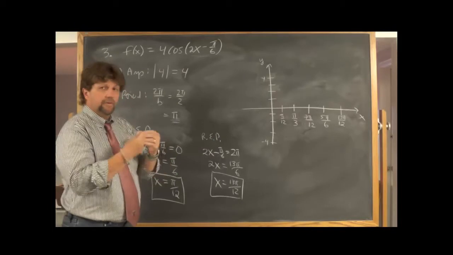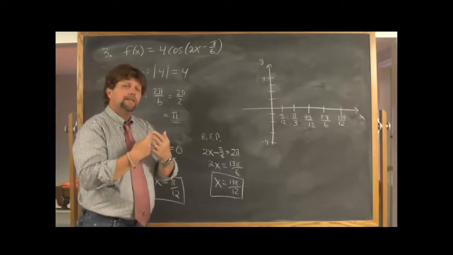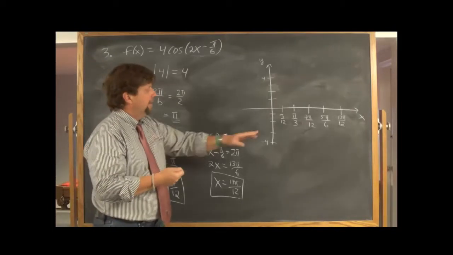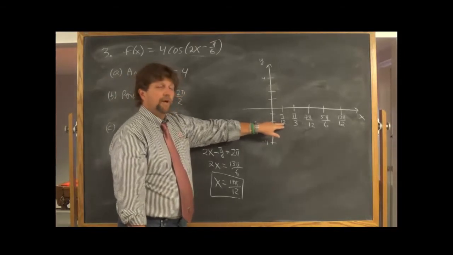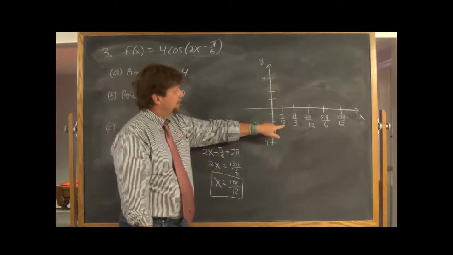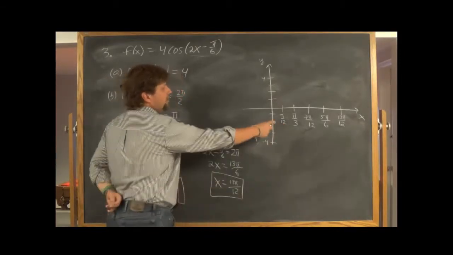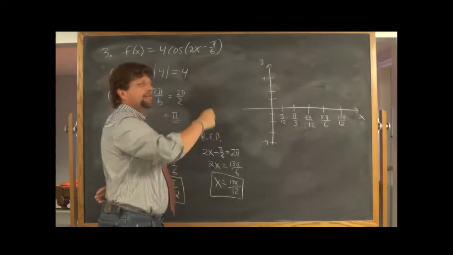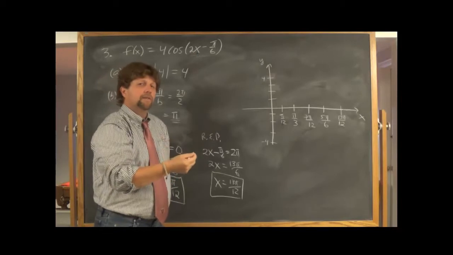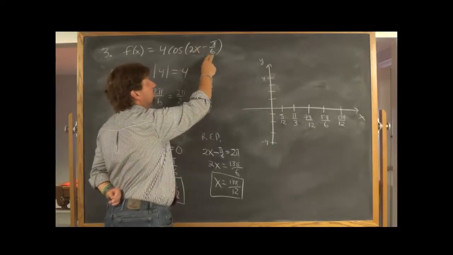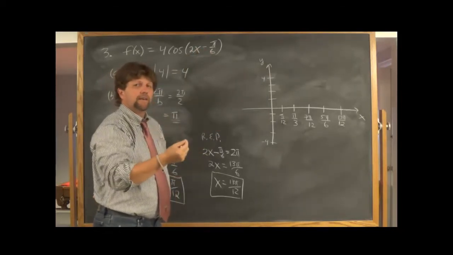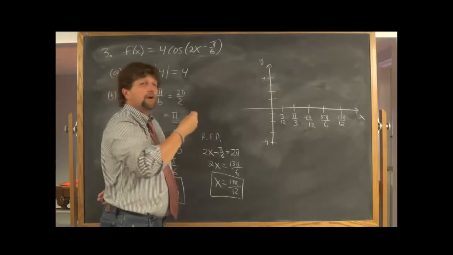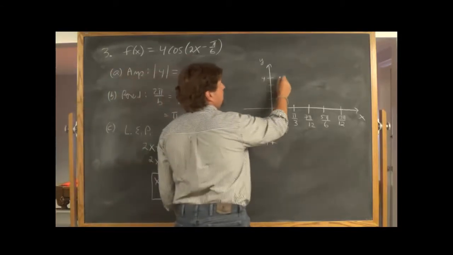And I go through the same process, at least in my head. This is the left endpoint of one period, pi over 12. Notice when pi over 12 comes in here for x, 2 times pi over 12 is pi over 6. Pi over 6 minus pi over 6 is 0. Cosine of 0 is 1. 4 times 1 is 4.